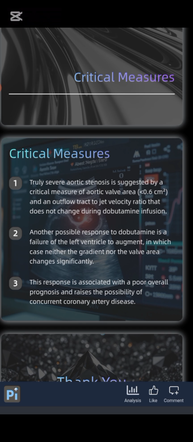Another possible response to dobutamine is a failure of the left ventricle to augment, in which case neither the gradient nor the valve area change significantly. This response is associated with a poor overall prognosis and raises the possibility of concurrent coronary artery disease.